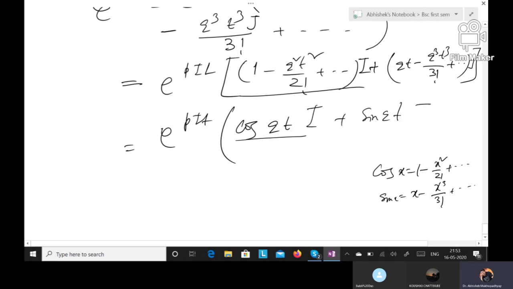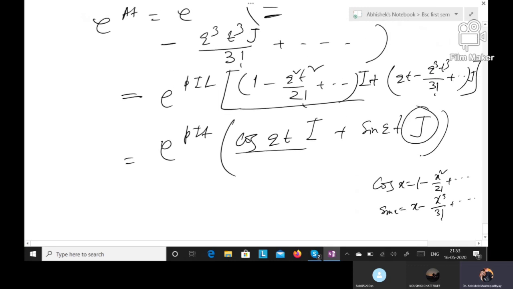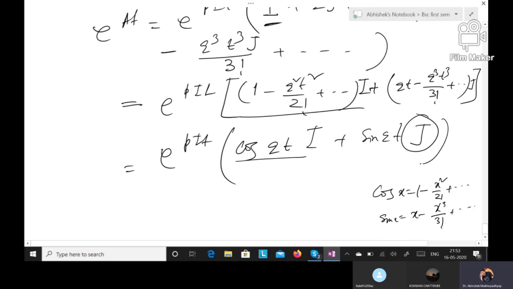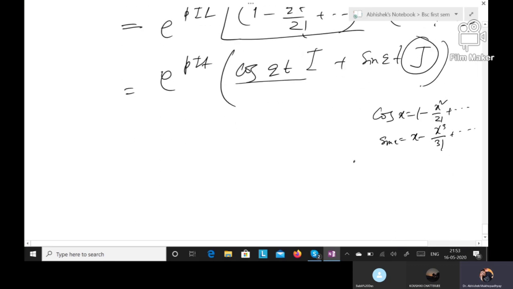plus sin qt J, yeah, this one. This J plays the role of the imaginary unit because I square is minus 1 and here J square is minus 1, right? Actually it is minus I, but okay, it looks like that J square is minus 1.